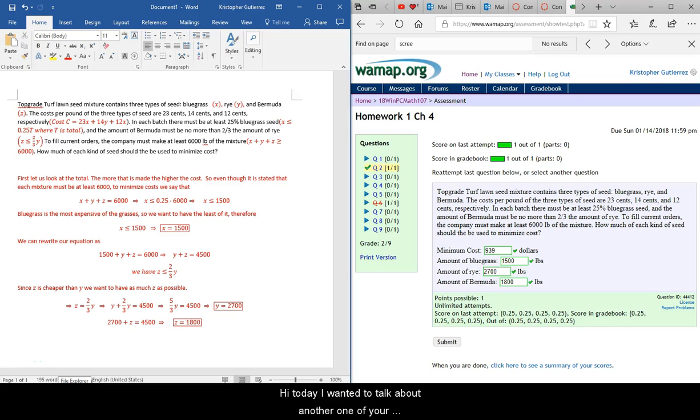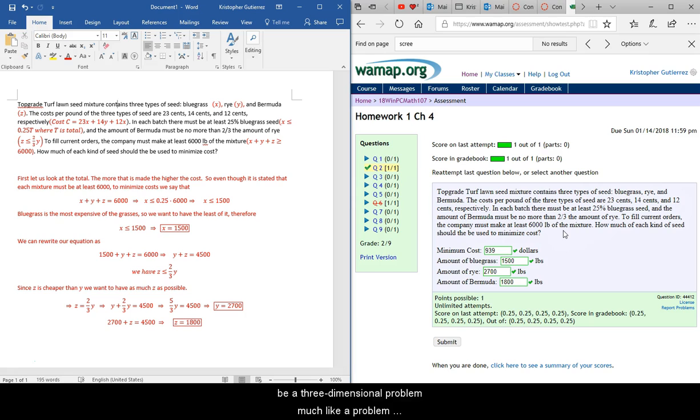Hi, today I wanted to talk about another one of your homework problems. It is the top grade turf lawn seed mixture problem. So problem number 2. As you can see here, top grade lawn seed mixture contains 3 types of seed: bluegrass, rye, and Bermuda. The cost per pound, continuing on. Alright, let's take a look at how we do this problem.